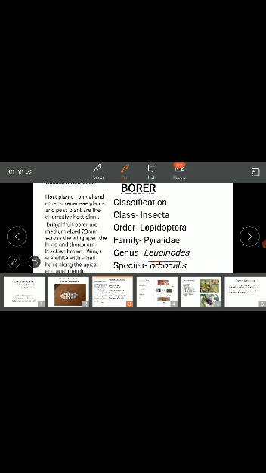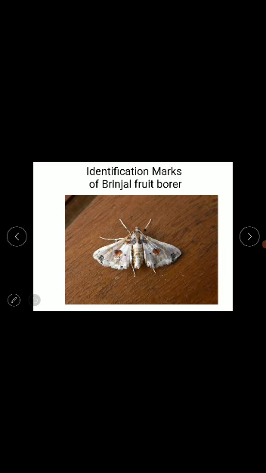Okay. So here we study the identification marks of the brinjal fruit borer. See, in the diagram you are able to observe the adult moth. These moths are medium sized, and if we measure the wingspan, which is the length between the two wings, we spread the wings in the upward direction, and the length we get is 20 mm across the spread wings.